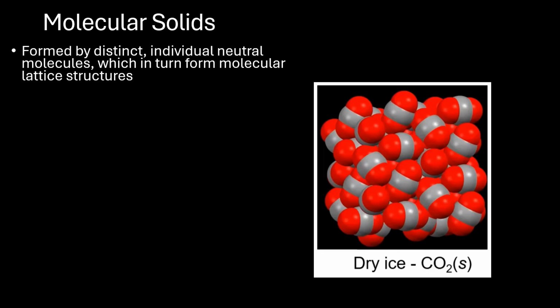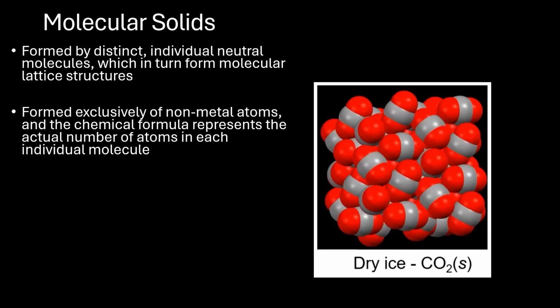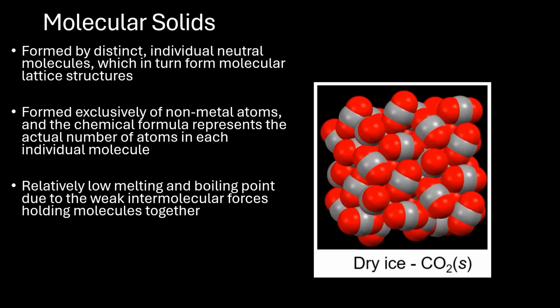So these are going to be formed by distinct individual neutral molecules, which in turn form molecular lattice structures. This is a little bit different than ionic solids, where you had that ratio of ions. These are distinct neutral molecules. And they're going to be formed exclusively from non-metal atoms, so on the right of the periodic table. And the chemical formula is going to represent the actual number of atoms in each individual molecule. It's not like the ionic solids where you were dealing with ratios. So for CO2, we have 1 carbon for every 2 oxygens for each individual CO2 molecule.